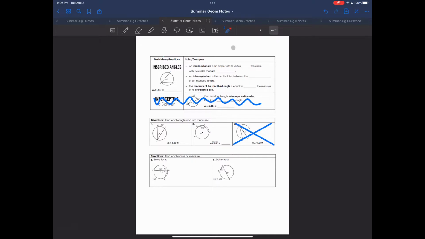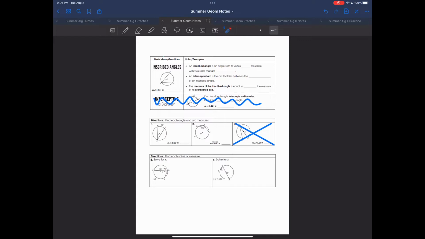The other side is also important. This is something called inscribed angles, but I'm going to consider all of this bonus content. So if you make it through the first set and you feel really good about it, then go ahead and try to do the inscribed angle section too.